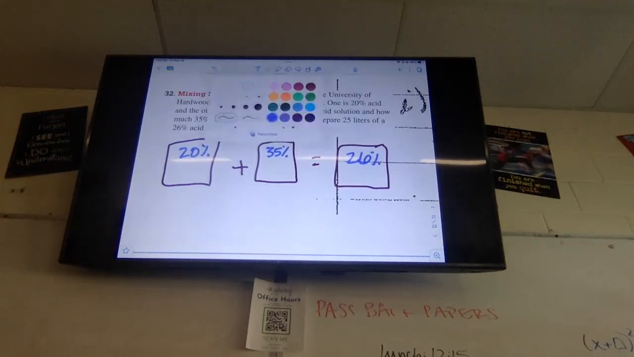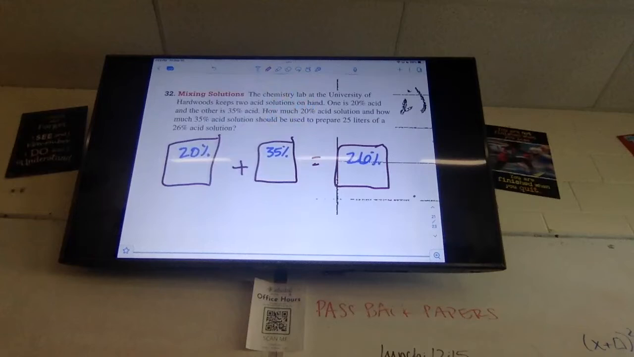Okay. Now I care about the amount. How much do I want to end with? What's the total amount I want at the end? 25 liters. Good. What should I put for the other two? X. And then what should I put with the 20? You can put X with 35, it doesn't matter, but I put X with 20. Ryan, what comes next? 25 minus X, good.